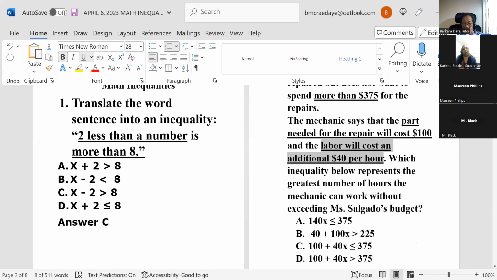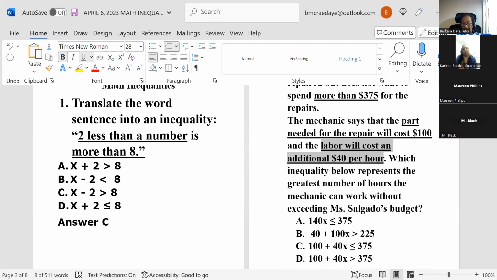Based on that, Mercedes, what would you say the answer is? $40 plus... Remember I said the fixed cost is the $100 for the part. The labor cost is the variable cost, $40 per hour. And the X they're using here is for the number of hours. See, Miss C, that is correct.